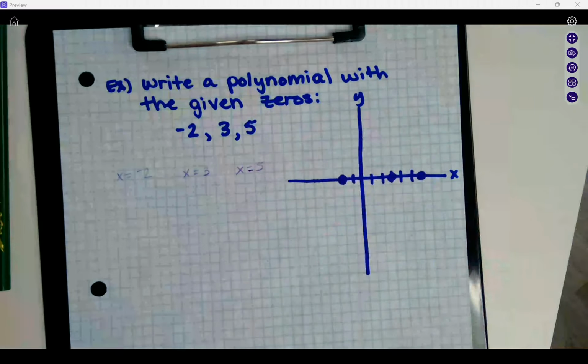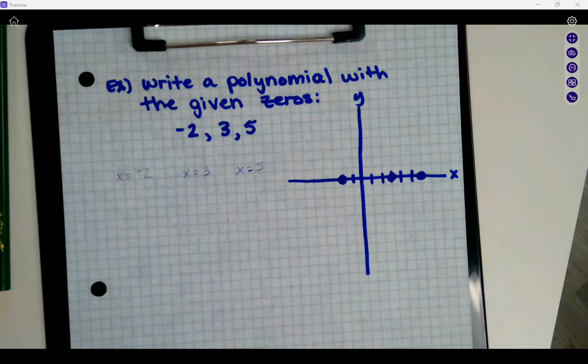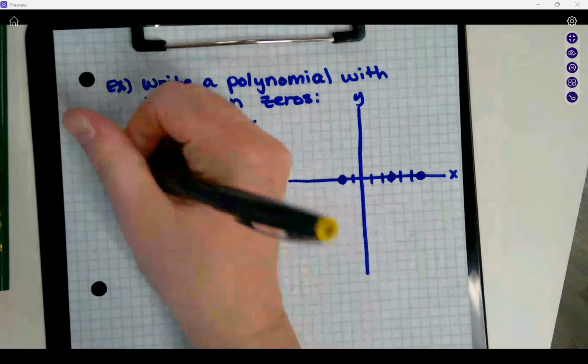I don't know if these colored pencils are going to work out for me, so I'm going to pause. Okay, I'm grabbing a different writing utensil and I'm going to trace over this.